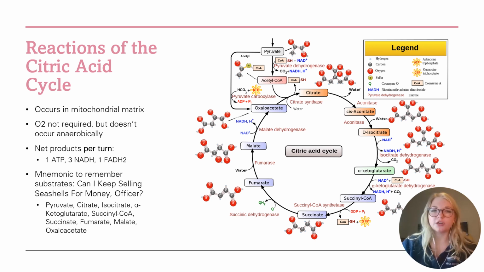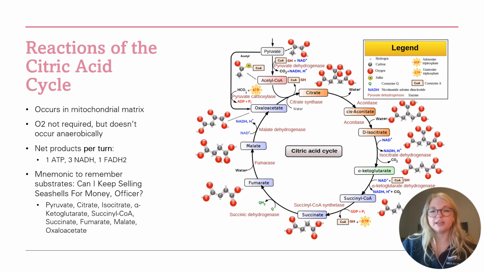I bolded per turn because one glucose molecule will correspond to 2 turns of the citric acid cycle, since each 6-carbon glucose molecule is turned into 2 3-carbon pyruvate molecules in glycolysis. So the net products per glucose molecule would be doubled.